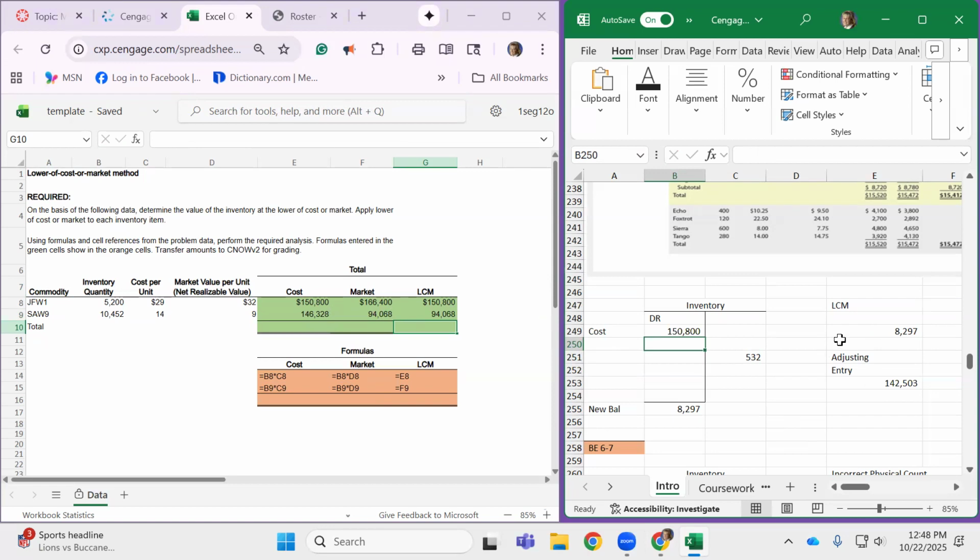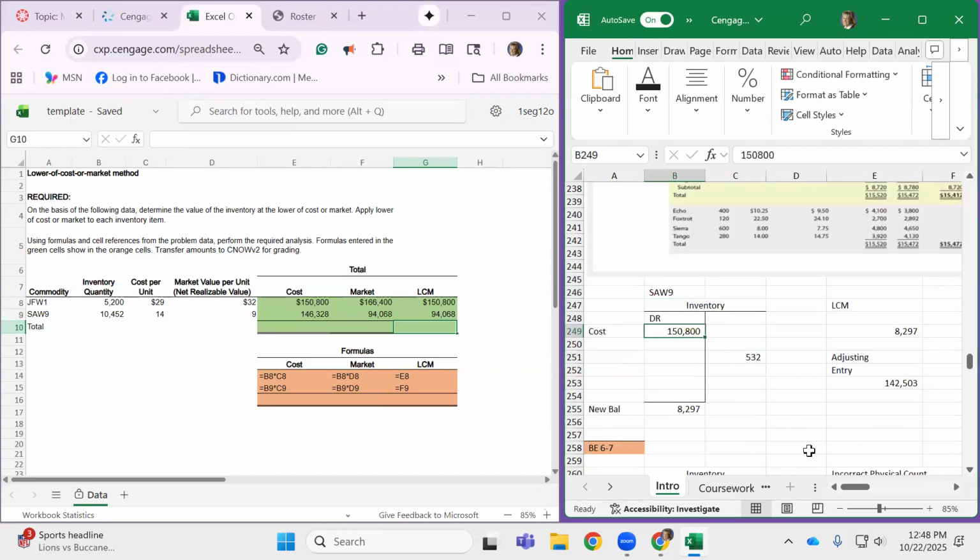Okay, $150,800. Oh, I know what this one is. We don't have to mark down the first one. Okay, this is for item SAW9. So let me put the item number up there.